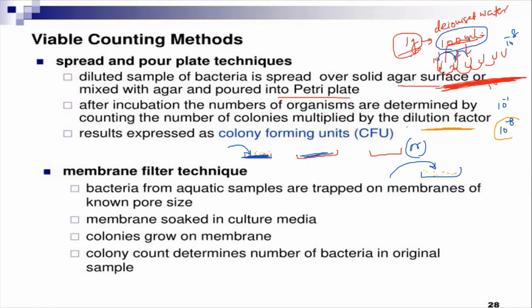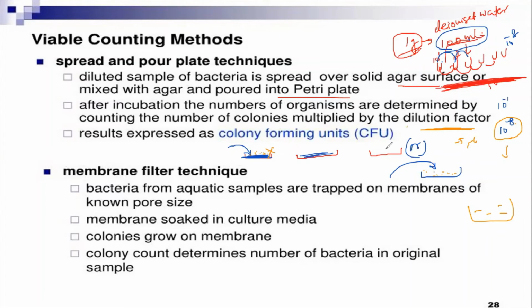Suppose the colonies are overlapping with each other and you're not able to distinctly count them, then I'm not going to consider this. Around dilutions of -5 and -6, let's say -8 itself, I'm able to count very nicely. There are 4 colonies, so they are distinct.